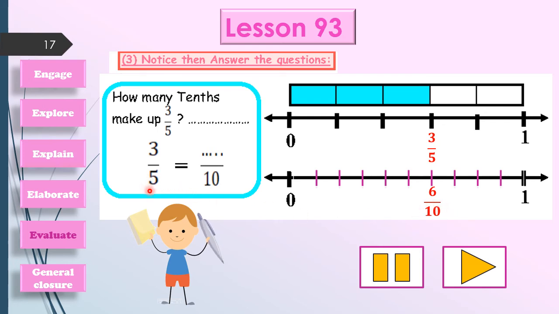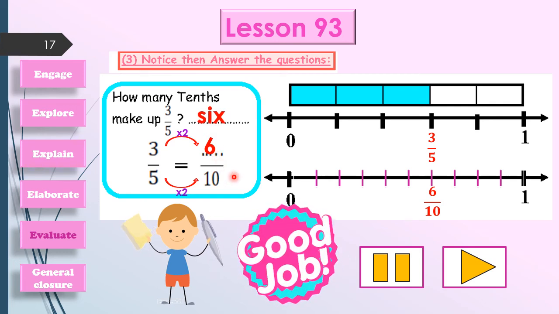That's mentally. Mathematically, let's ask yourself, 5 times what equals 10? Good job, it will be 2. As I do down, I will do up, it will be times 2. 3 times 2 equals 6. It's the same result as I got mentally. Then 3/5 equals 6 tenths. How many tenths make up 3/5? It will be 6 tenths. Good job.